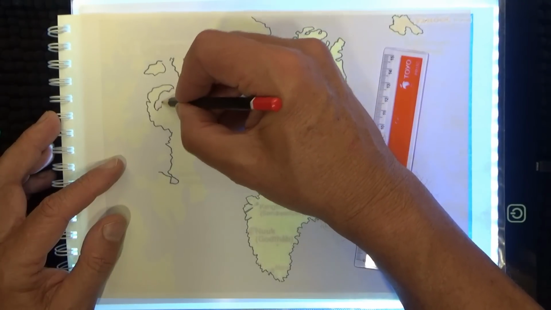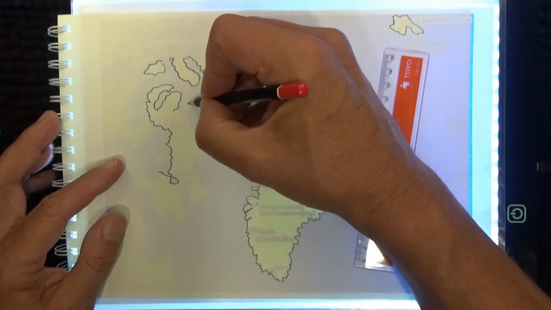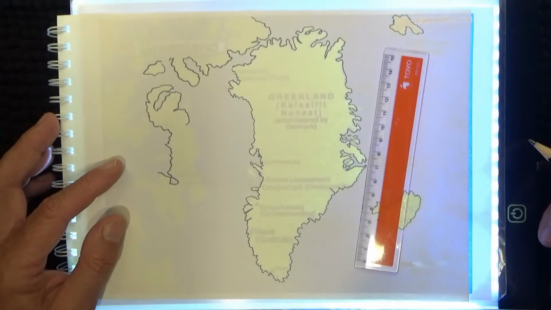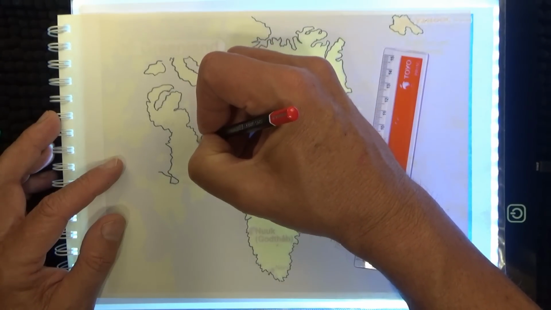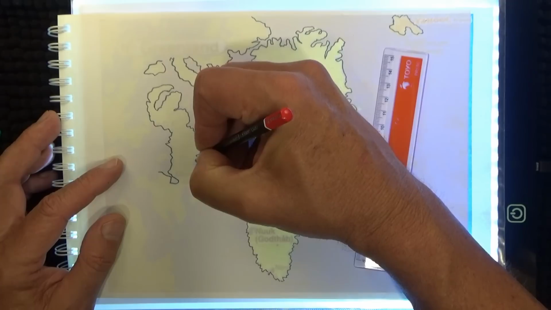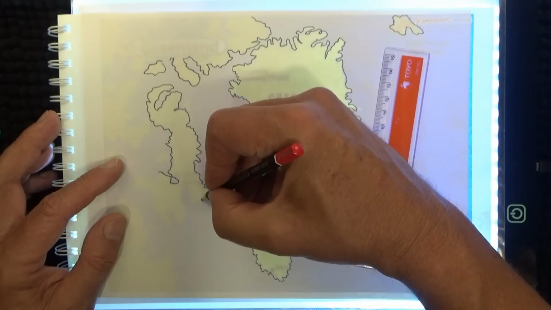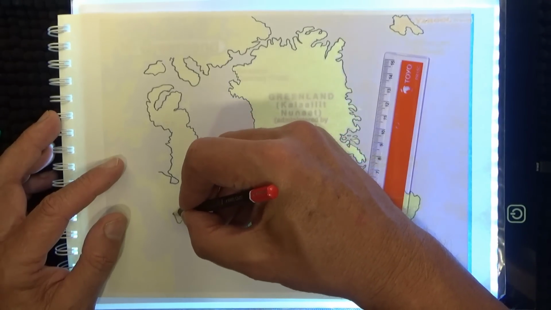So I'm drawing Canada at the moment. This is pretty well the north of Canada. Not many people live there at all.